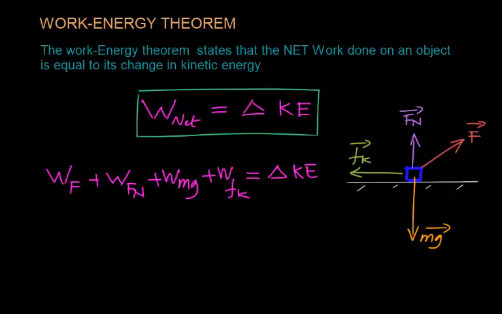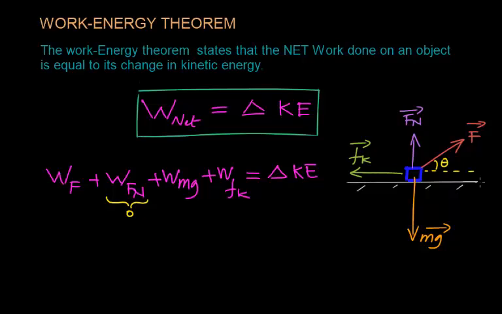In this example here, the work done by the force F, assuming that the force F is a constant force, is going to equal the force F times the displacement times the angle made between the force F and the displacement, which is the following one. The work done by the normal force in this case is going to equal 0, because the normal force at all times when the object is sliding is making a 90-degree angle with the displacement. Therefore, the work done by the normal force is going to be 0.